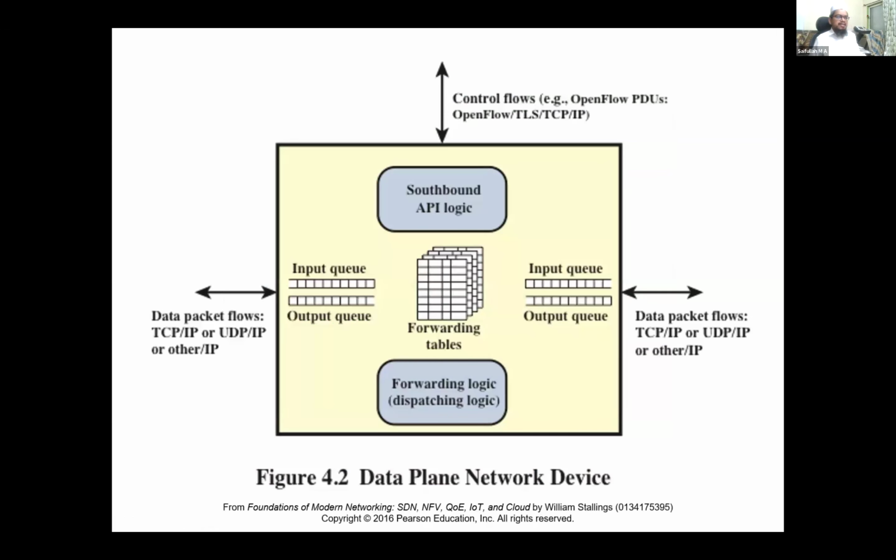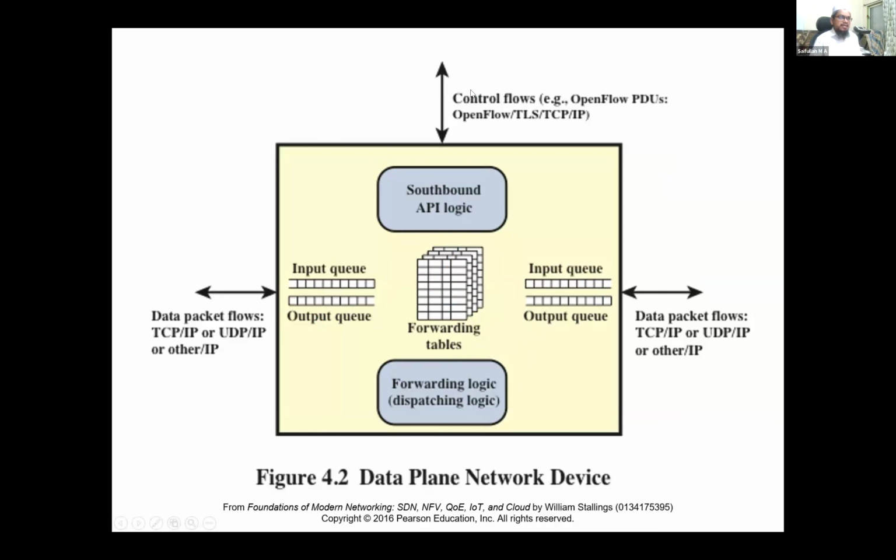So this is the internals of the switch. The switch needs to have this much only, nothing more than this. So it has the incoming port, incoming queue, outgoing queue, and the forwarding tables. This is the heart of the switch. Very simple. Forwarding tables. These tables I'll explain in the coming slides.